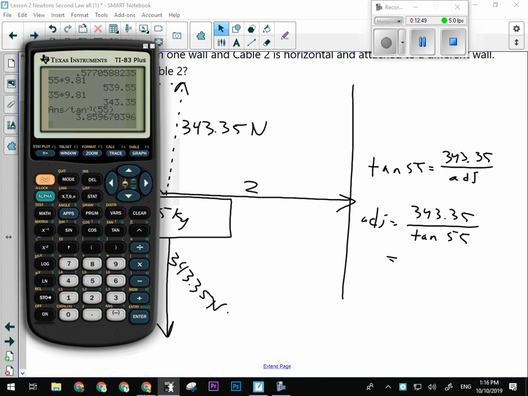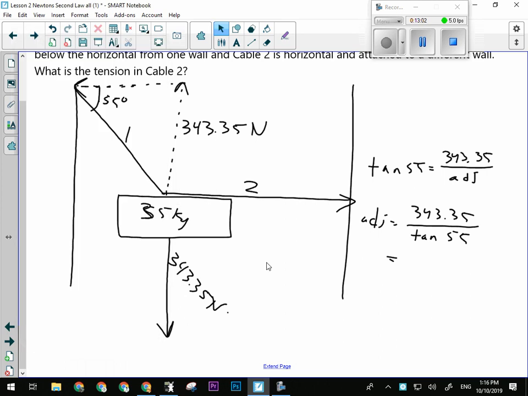Oh, not inverse. Yeah, you're right. 343.35 divided by the tan of 55. Okay, 240 newtons is the tension in that cable.